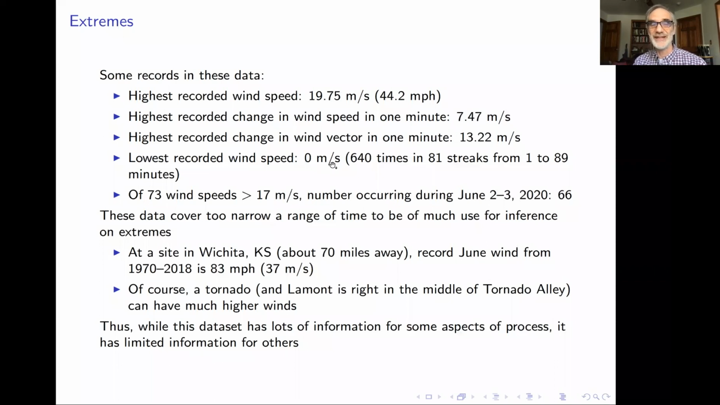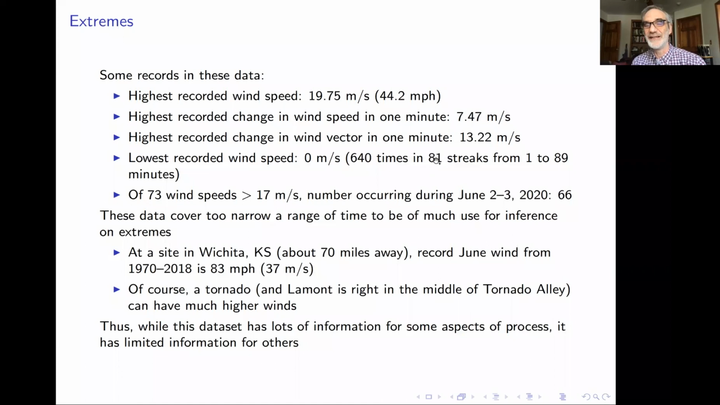Another feature of the data is that at least the recorded wind speed is on several occasions exactly 0. Whether that's because the instrument has some minimum sensitivity, or whether there really is such a thing as, in some sense, essentially exactly calm winds, I'll let people who know about the instrumentation tell me about that. There are 640 minutes in this whole period where the wind speed was recorded as 0. So this is the average over a minute.